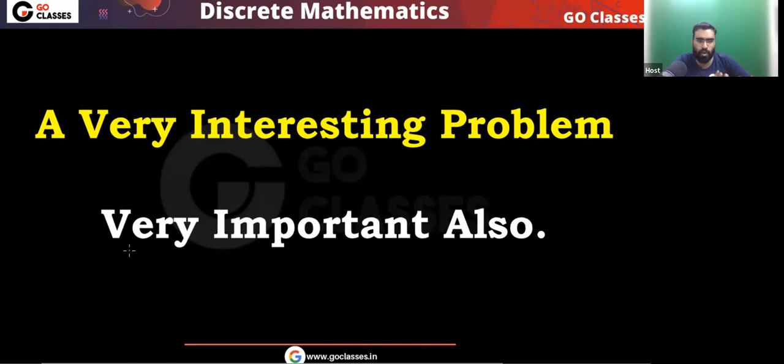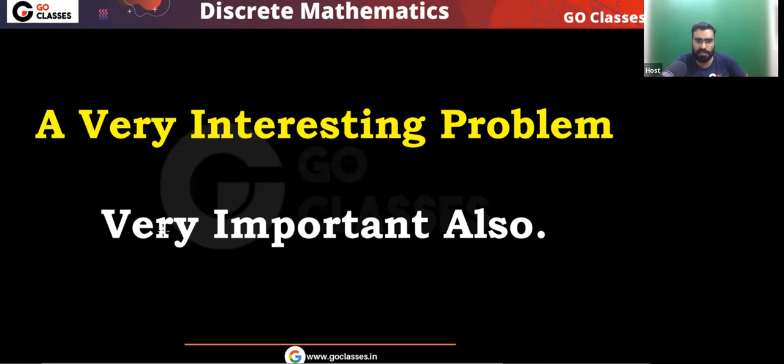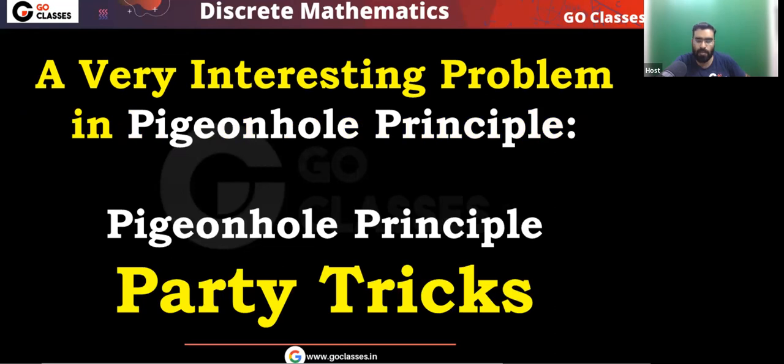If you study any book on the pigeonhole principle, any university article, any chapter of pigeonhole principle, definitely you will find this problem. That is the reason I'm taking this problem separately. A very interesting problem, a very important also. Someday this problem has come in the GATE exam 2 times. And this will again come, definitely. Okay, so a very interesting problem on pigeonhole principle.